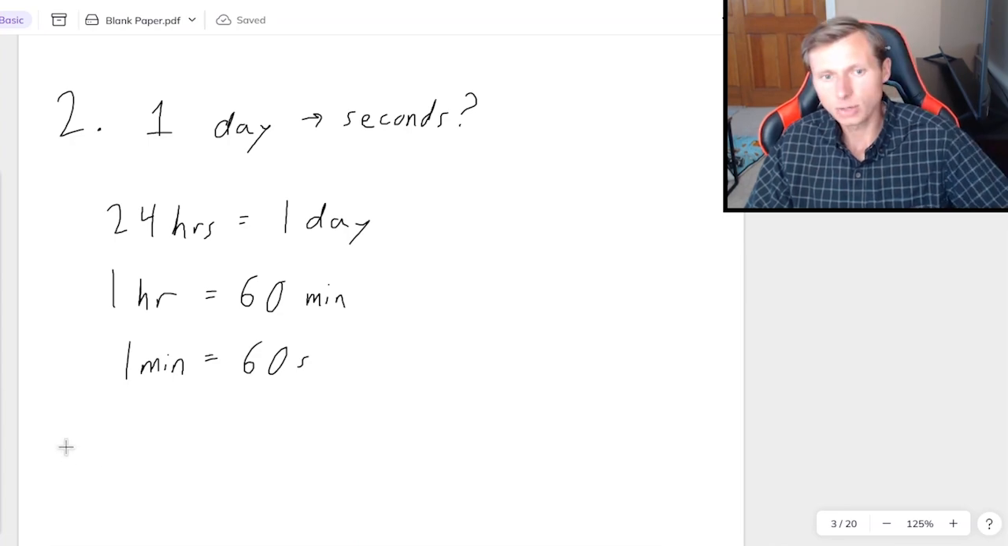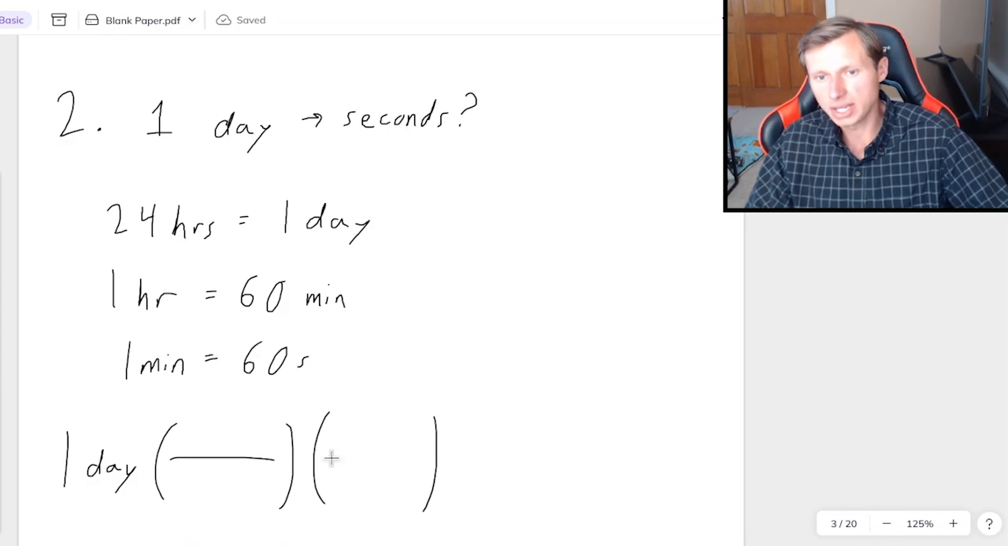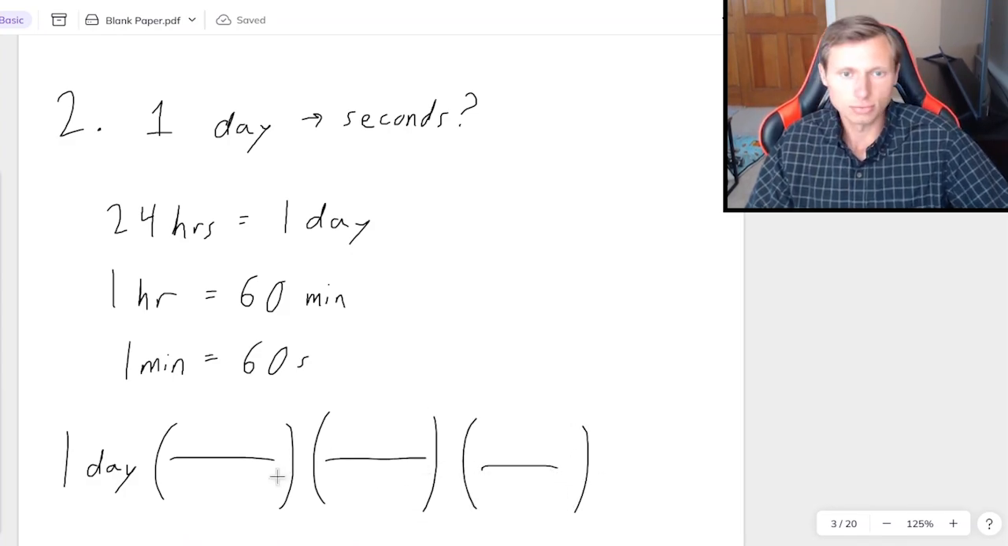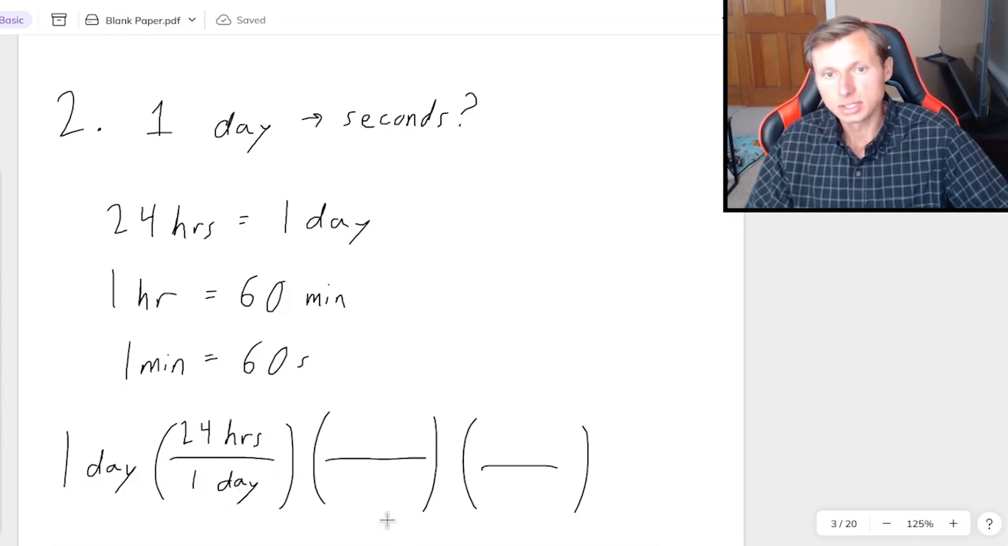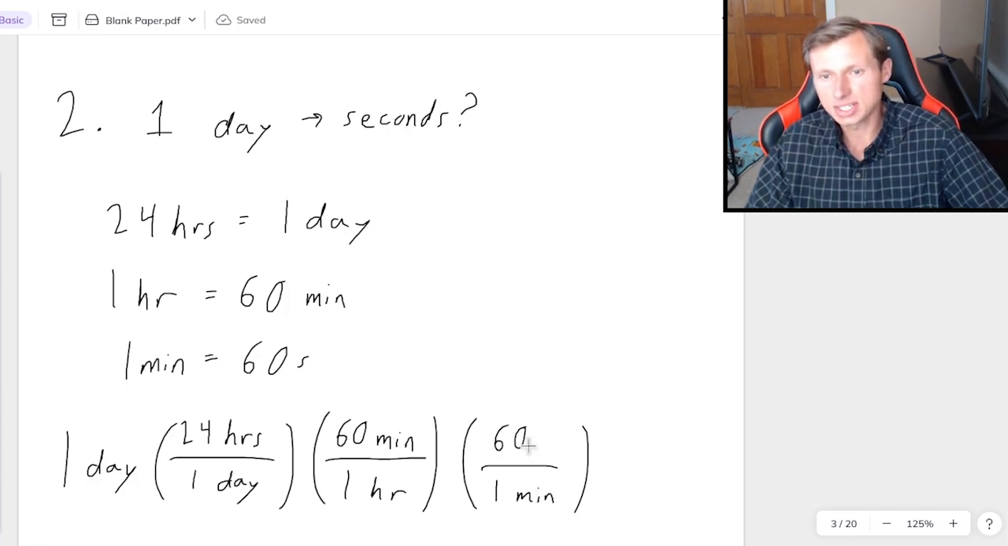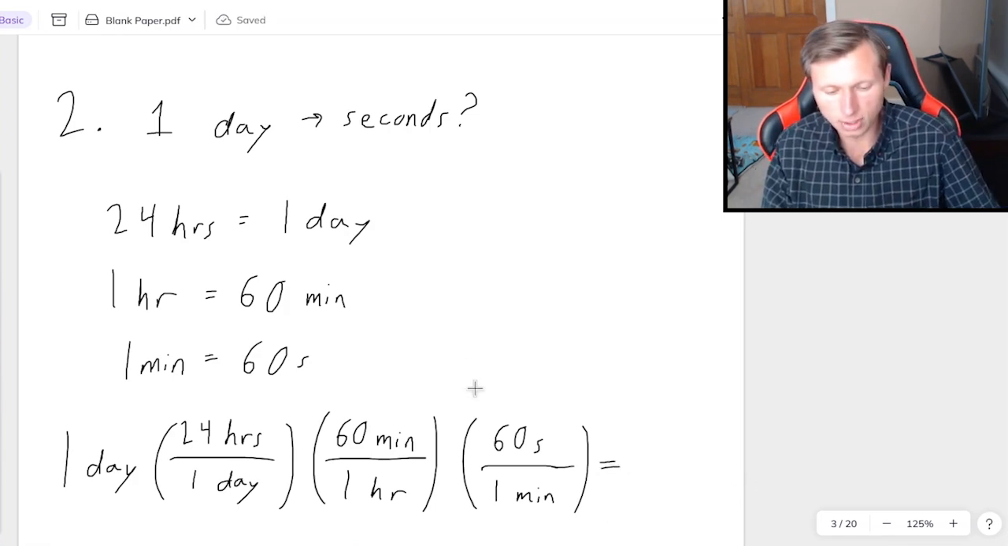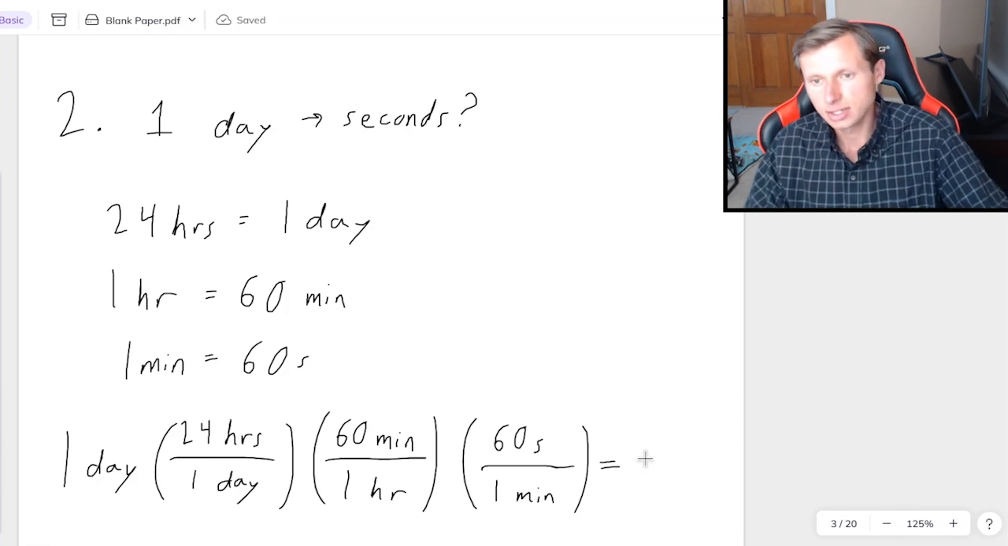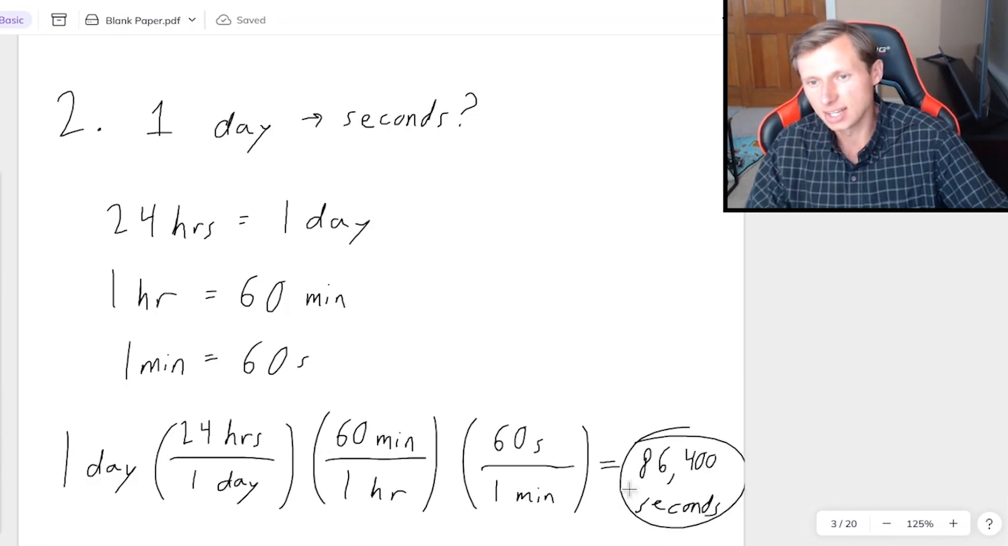So I start off with 1 day, and I'm going to have 3 multiplication factors this time. The first one is 1 day with 24 hours. The second one has 1 hour in the denominator to cancel out hours and 60 minutes in the numerator. And then the last one has 1 minute in the denominator with 60 seconds being in the numerator. And there we go. Looks like I'm just doing 24 times 60 times 60 to give me 86,400. And that is how many seconds are in a day.